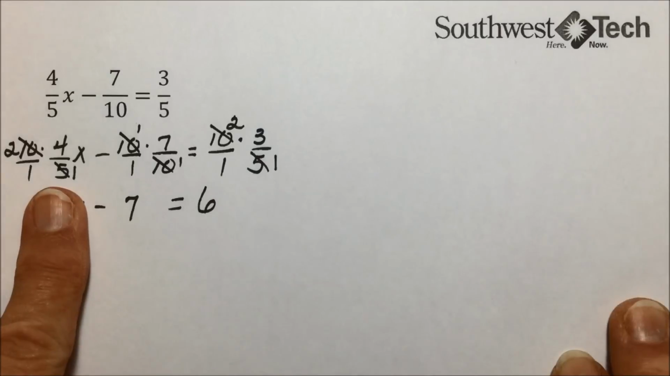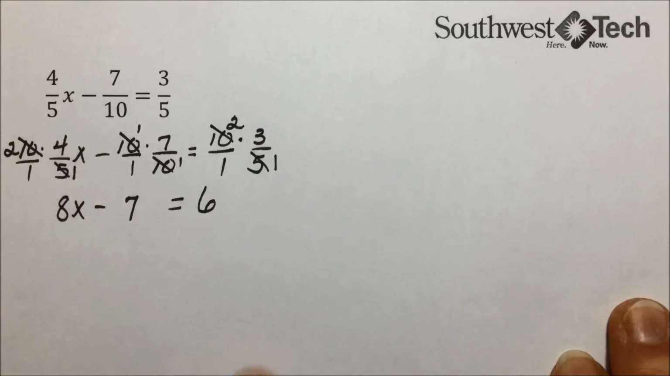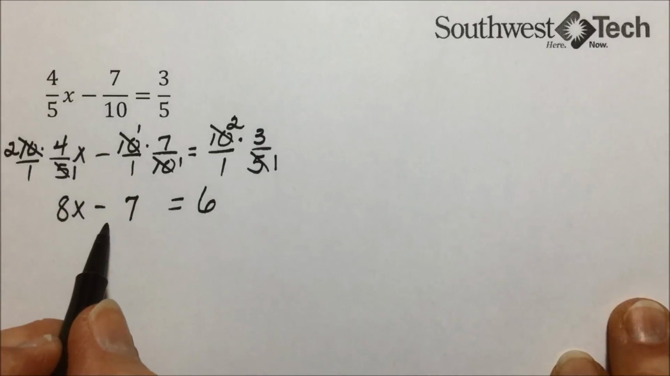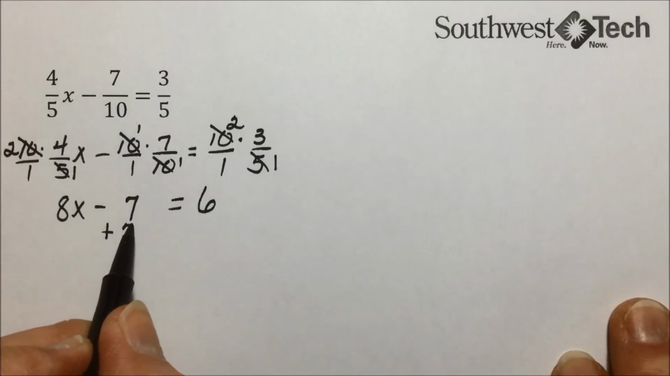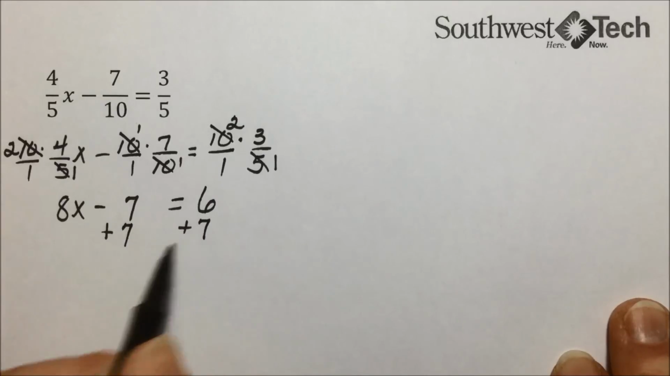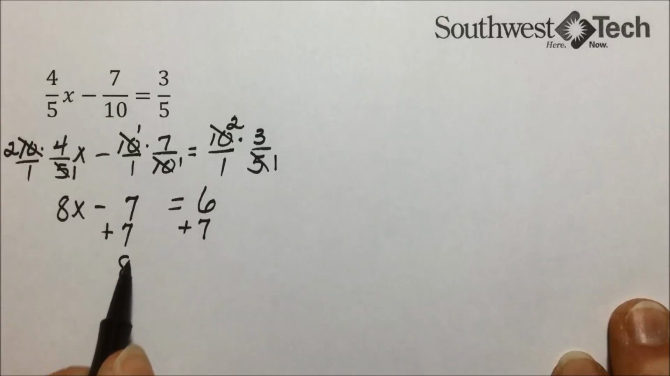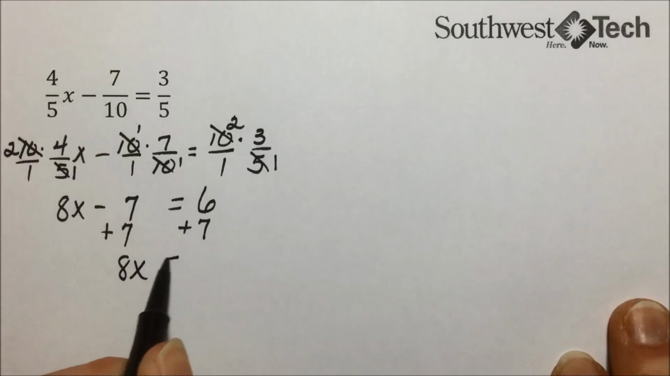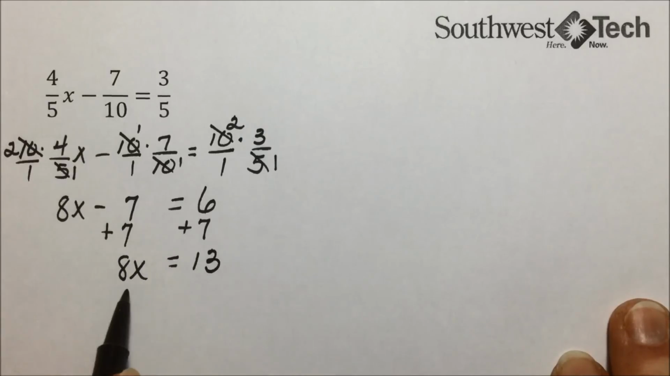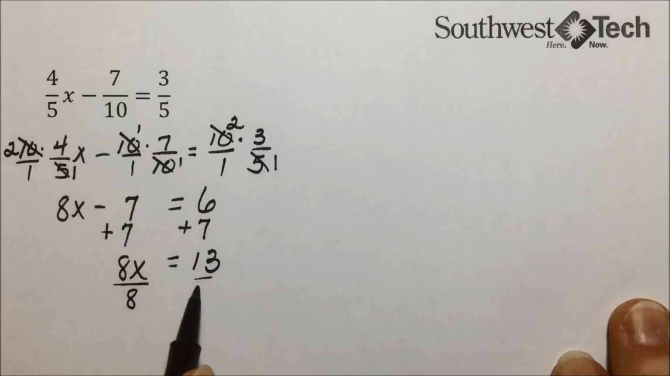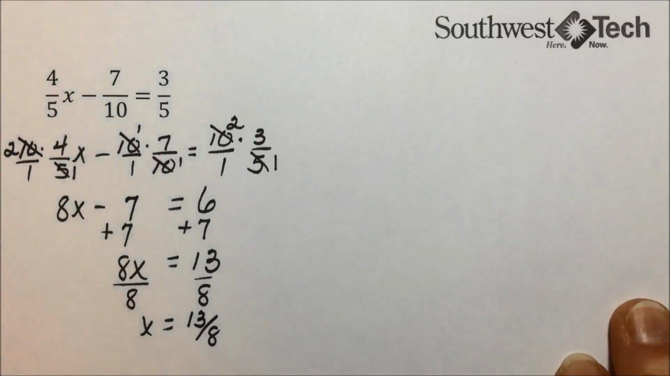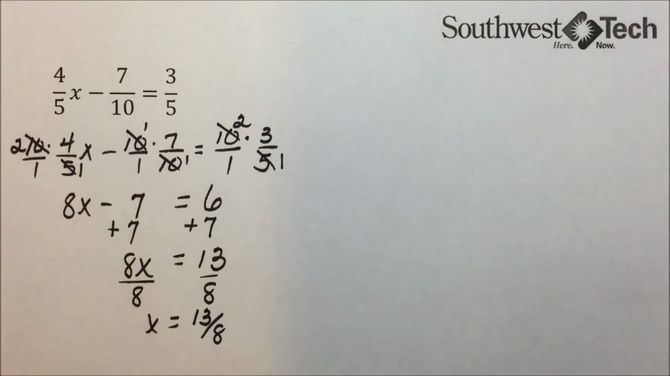The goal is to get the variable by itself. There is only one variable in here, so we will eliminate the minus 7 by adding 7, the opposite of what's happening. That leaves an 8x plus 0, or 8x equal to 13. And last, to undo multiplication, we will divide, and we end up with 13/8 for our unique solution to this equation.